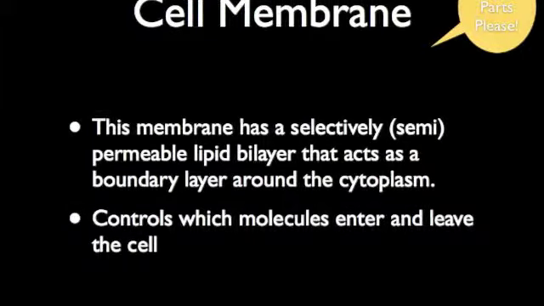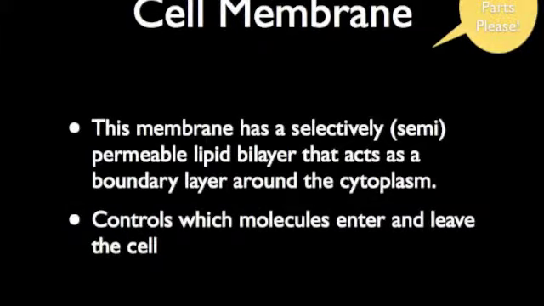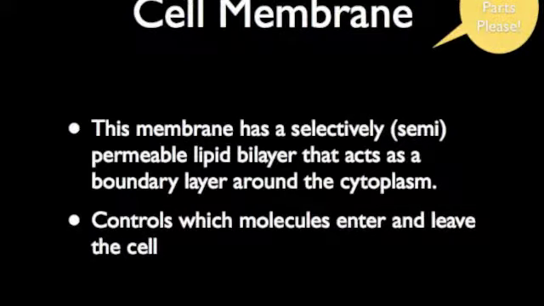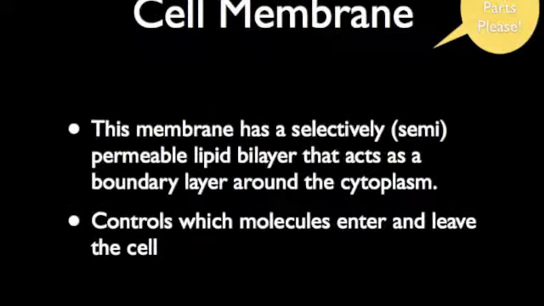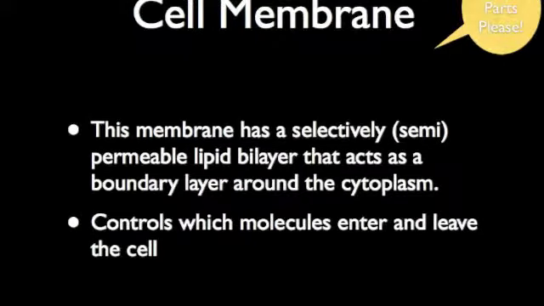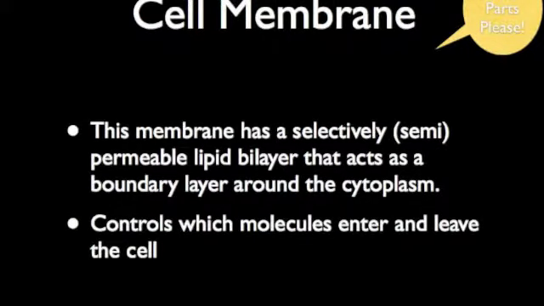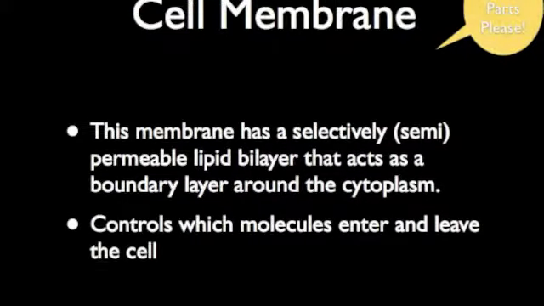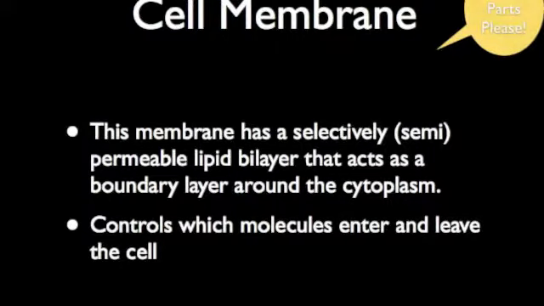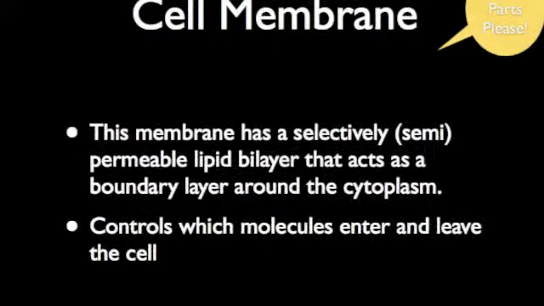The next part we have is the cell membrane. The cell membrane is also found in both plant and animal cells. It is a selectively permeable lipid bilayer that acts as a boundary layer around the cytoplasm, thus separating cells from their outside environments. In addition to being able to recognize chemical signals, the cell membrane is selectively permeable to chemicals and controls which molecules enter and leave the cell. Nutrients first enter the cell through the cell membrane.